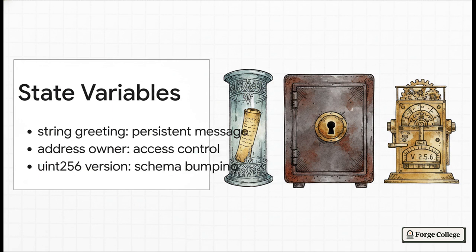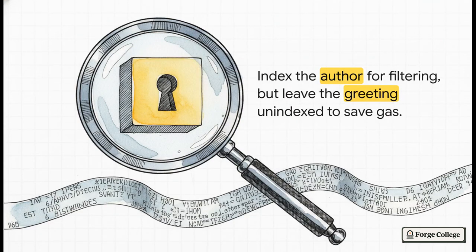We want to restrict our setter function to just the owner, mostly to avoid spammy, chaotic updates in our demo environment. And third, a uint256 named version. This is just a handy optional variable to allow for simple on-chain schema bumping if we ever upgrade things in the future. Next up, we design our event schema.